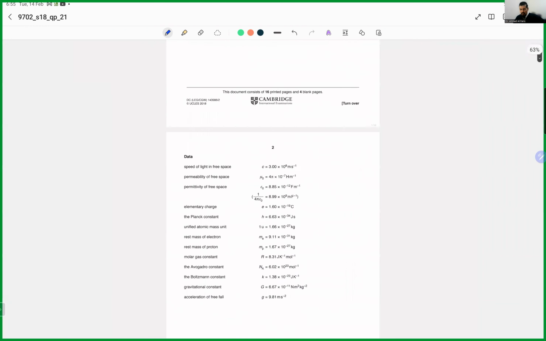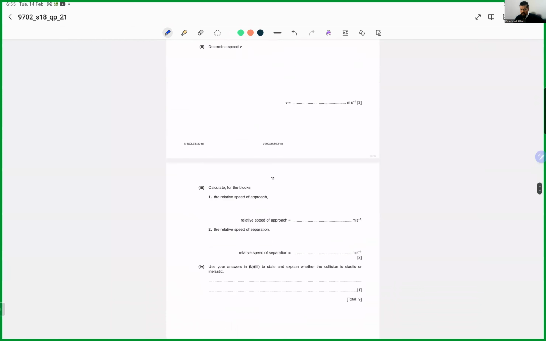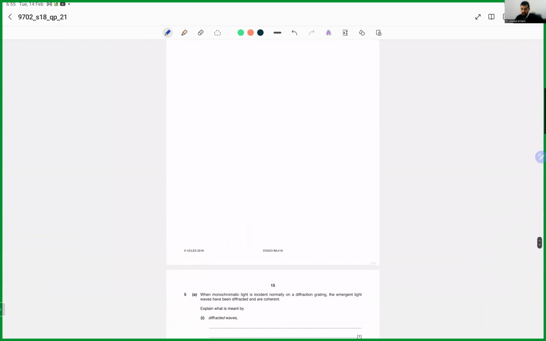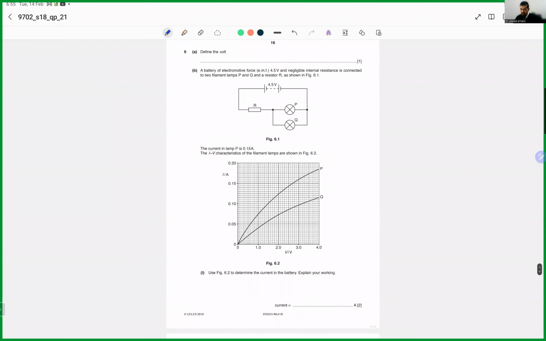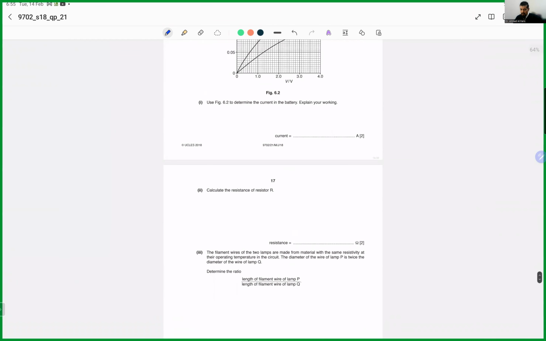Today we're going to answer question number 6 about electricity from May-June 2018, paper 2-1. This question talks about parallel and series circuits, and asks about voltage, potential difference and electric current. Okay, what do we have here in this question?